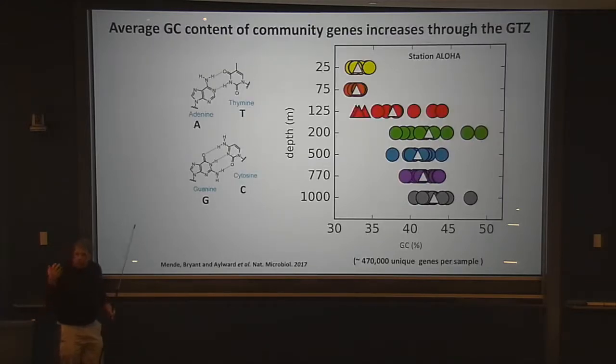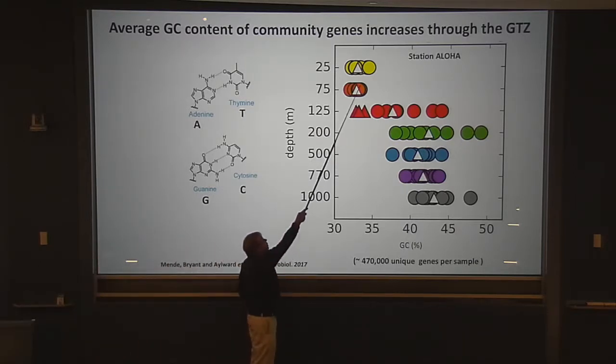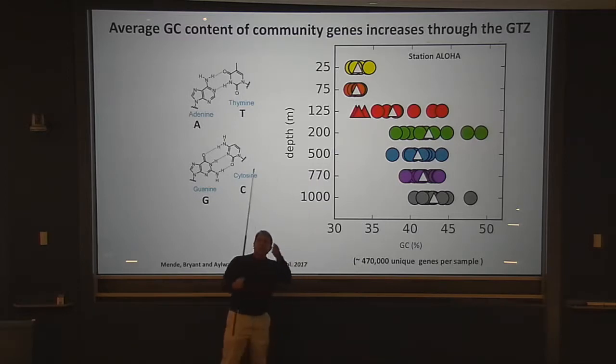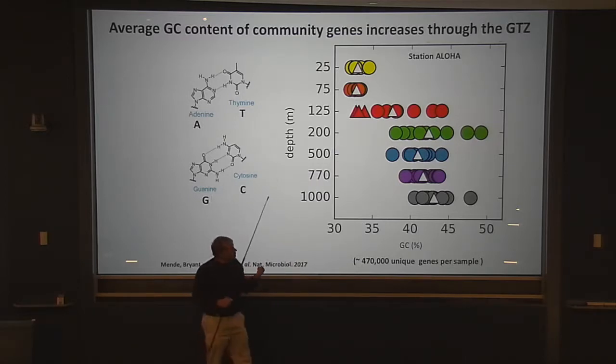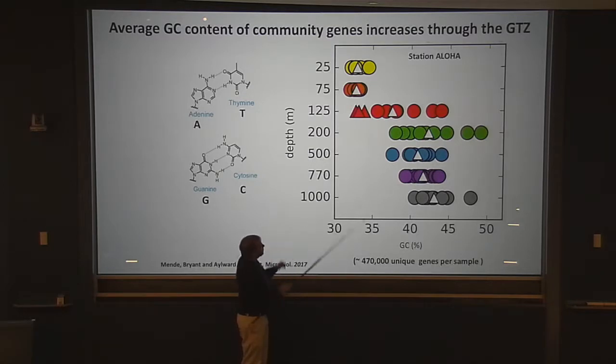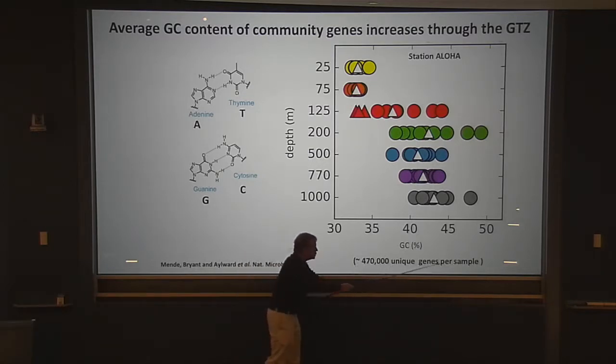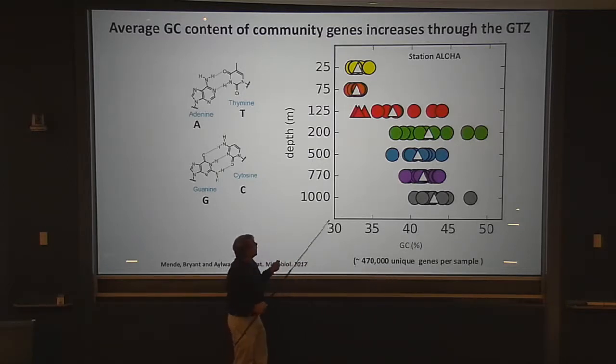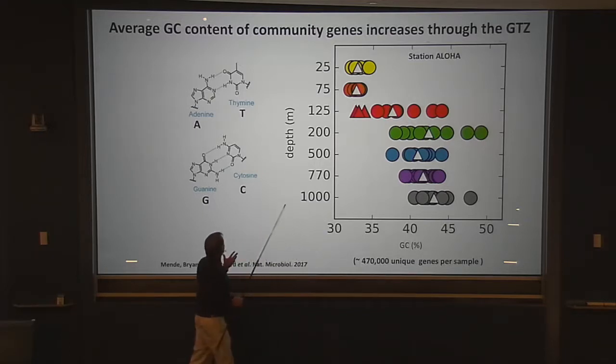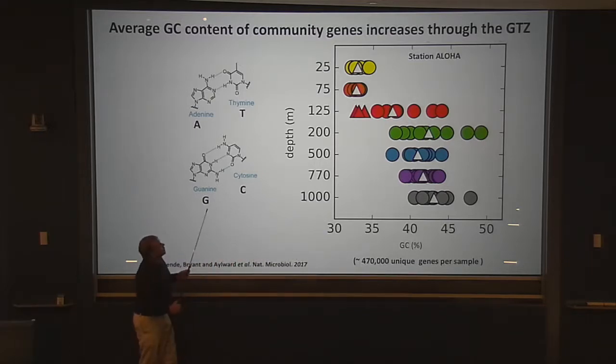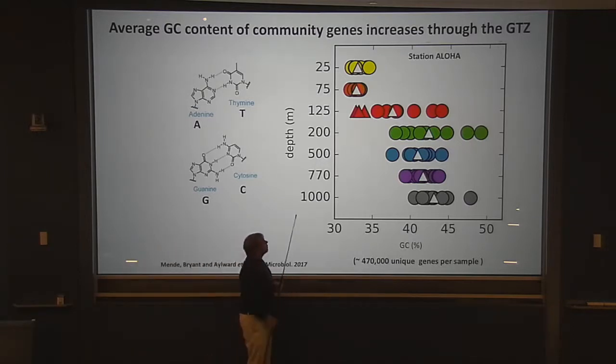Because what we saw when we looked at the collective genes that we found at each of these depths, so each of these dots is all the genes associated with one sample collected at one time. And each dot contains about 470,000 unique genes per sample. If we just looked at something very simple, like the GC content, we saw a really dramatic change as we drilled down through the water column.